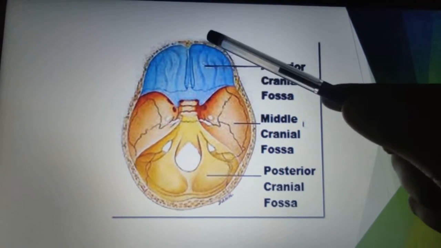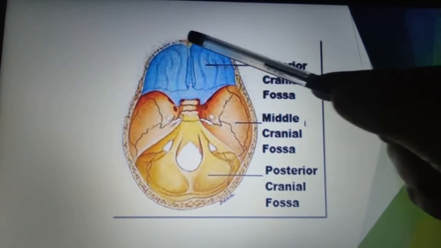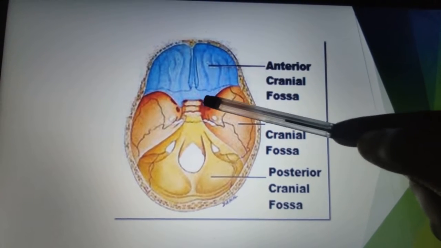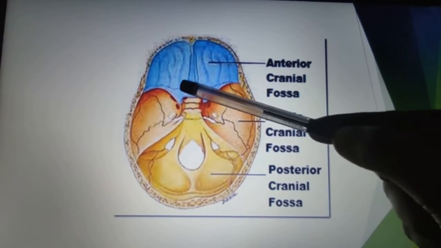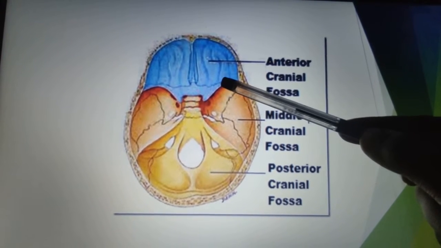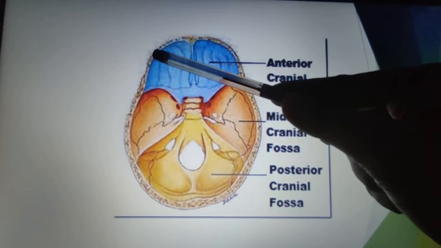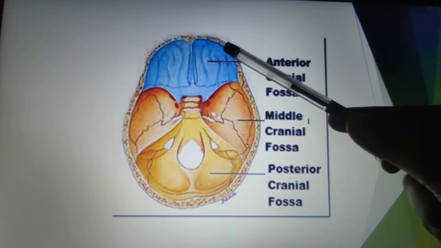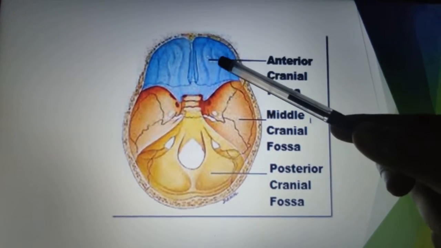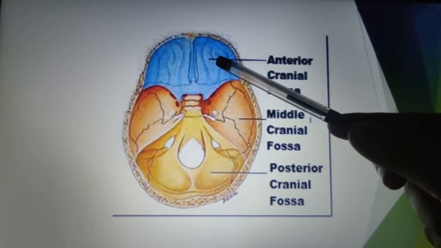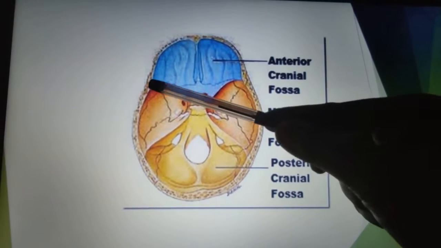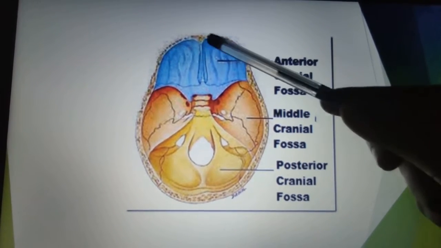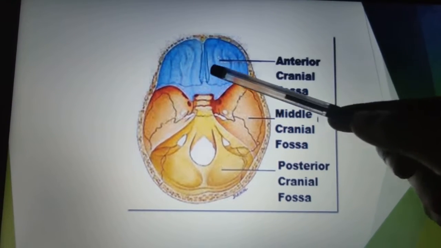How is the roof of the orbit formed? This is the orbital plate of the frontal bone. Clear? It is formed by the orbital plate of the frontal bone. Posteriorly we see the lesser wing of the sphenoid, and anteriorly it is limited by the frontal bone on each side. Clear? This is the boundary. Okay.